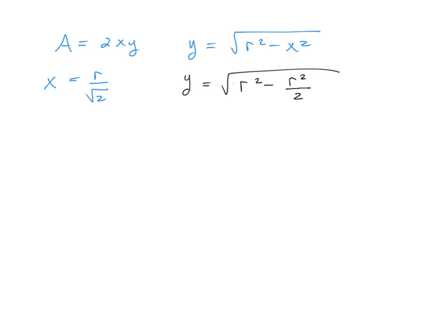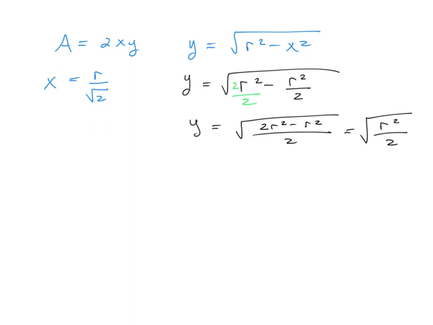And that means if you want to combine these into a single fraction, y is equal to the square root of, all right, this is really 2r squared minus r squared all over 2, which is the square root of r squared over 2. So y is equal to r over root 2. So what we have now is our area function is equal to 2 times the x value, which is r over root 2, times y, which is r over root 2 as well.